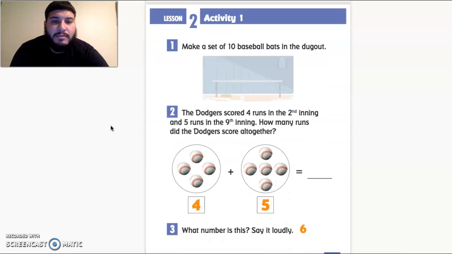Number 1, make a set of 10 baseball bats in the dugout. Remember, you draw 10 baseball bats inside the dugout. Number 2, the Dodgers scored 4 runs in the second inning and 5 runs in the ninth inning. How many runs did the Dodgers score altogether?